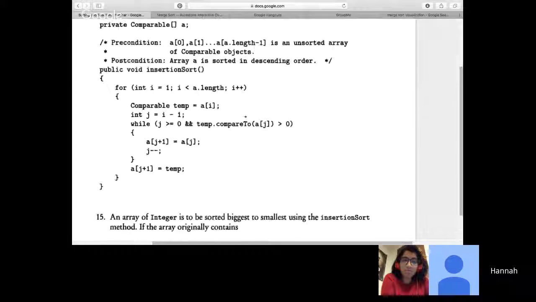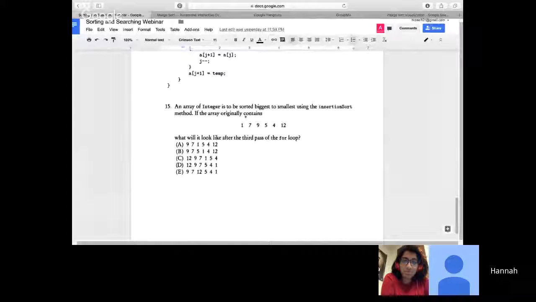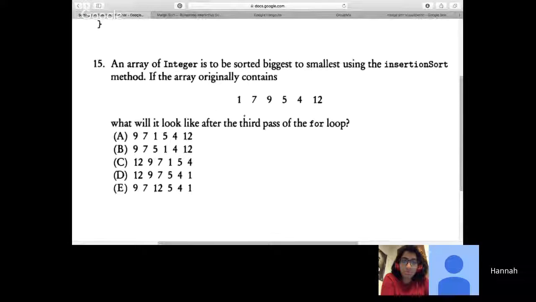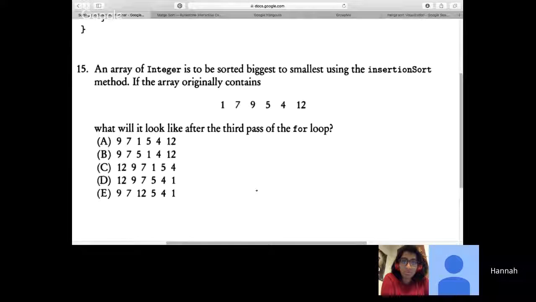Okay, so for the next problem, number 15: an array of integers is to be sorted biggest to smallest using the insertion sort method. If the array originally contains these numbers, what will it look like after the third pass of the for loop?